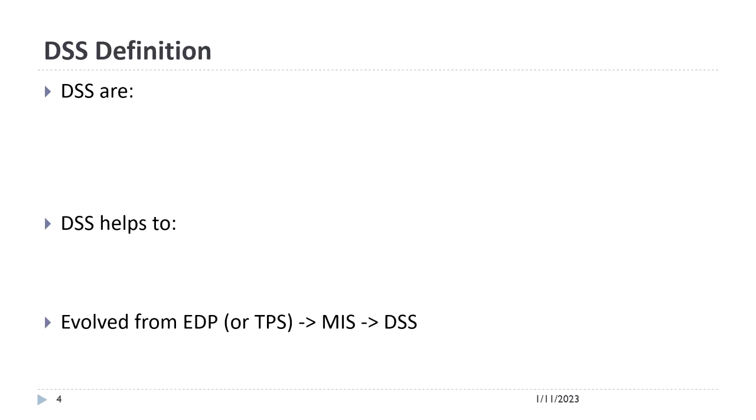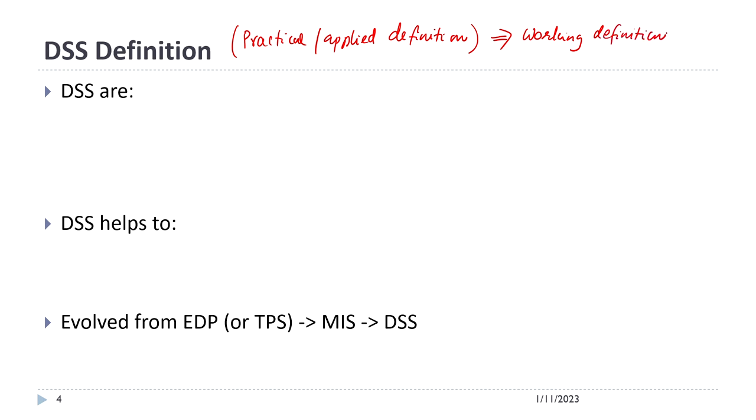So, we now move into the definition of the DSS. Okay. How do we define DSS as part of this? Okay. So, there are many definitions available. Let's talk about a practical or applied definition. Okay. Or in other words, a working definition. Okay. Let us talk about this as a definition that we are going to use in this class. Okay. So, what are DSS? For me, number one, it's a computer based system.